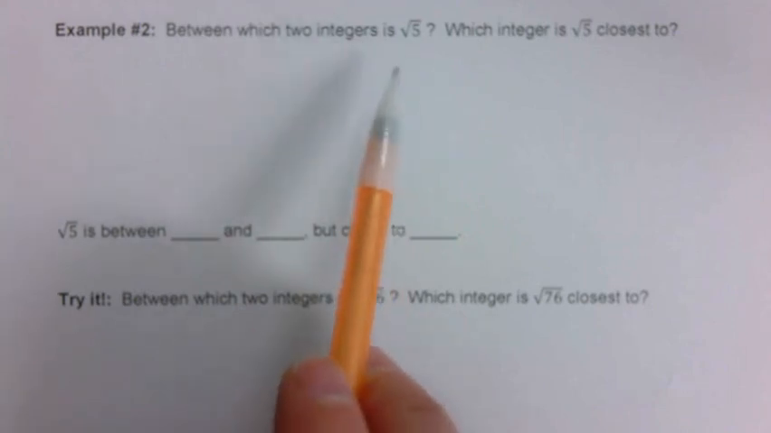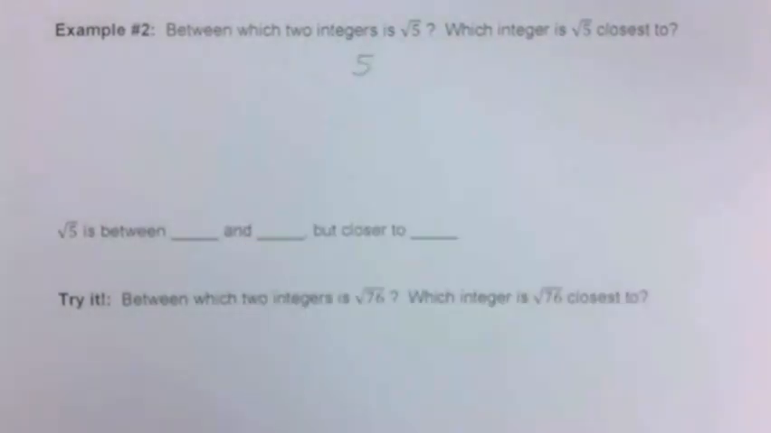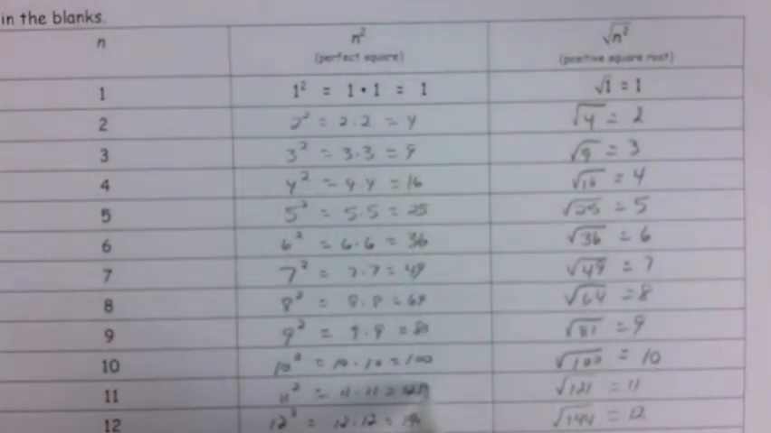In order to figure out the two integers that the square root of 5 is in between, what I'm going to do is try to figure out what are the perfect squares that 5 is between. Okay, so 5 is in between which two perfect squares? Well, in class, we're going to be filling out a perfect squares chart, which is going to look something like this. This is my completed perfect squares chart. All of the numbers in this column are perfect squares, like 1, 4, 9, 16, 25, 36, 49, etc. Okay, these are the list of perfect squares.